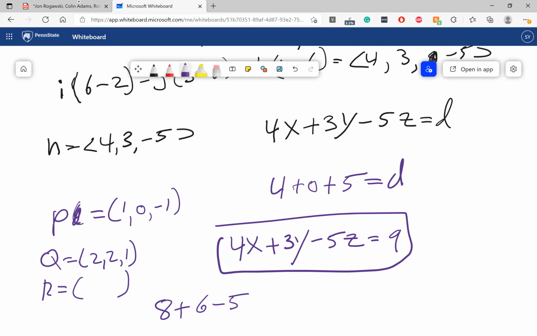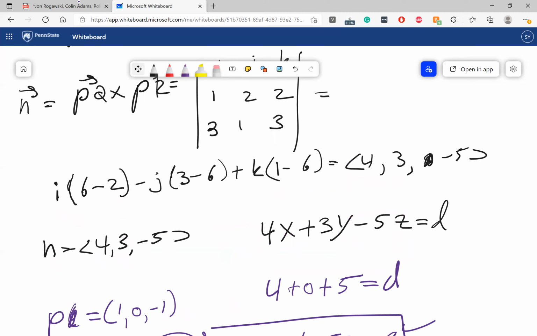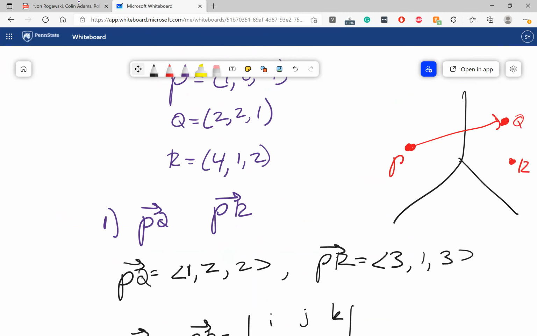And so this is correct. We plug Q in here and we get 9. What about the point R? If there's a good way to verify that what you did is correct, I always recommend that you do it. There's no reason why not.